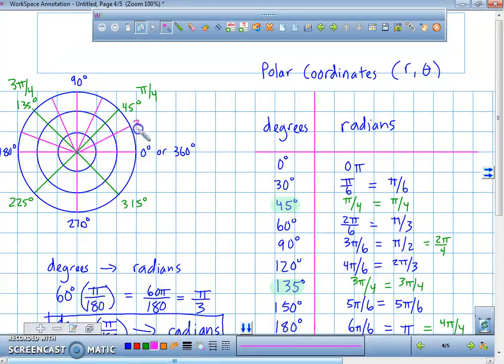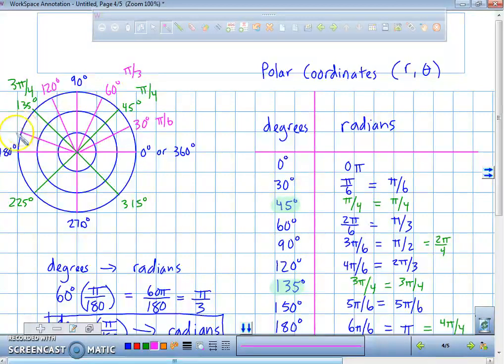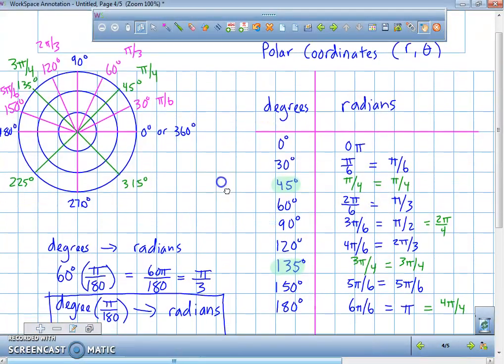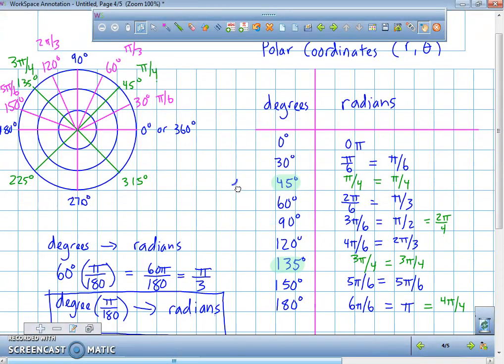So right now, this is my 30 degrees, which is pi over 6. This is 60 degrees, which is pi over 3. This is 120 degrees, and this is 150. 120 puts me at 2 pi over 3, and 150 puts me at 5 pi over 6. Now, we've only gone halfway, so in the next video we're going to complete the other half so you guys have a list of conversions from degrees to radians.